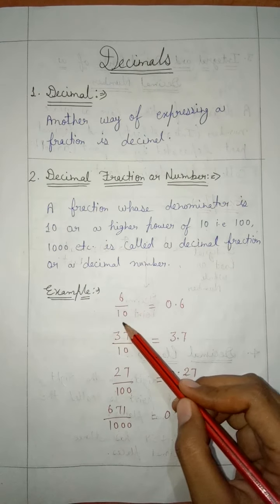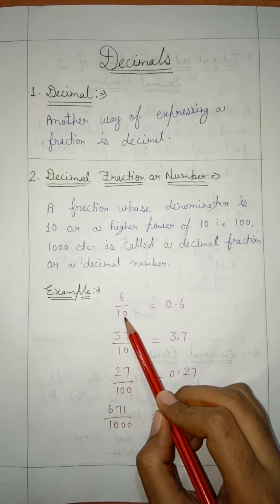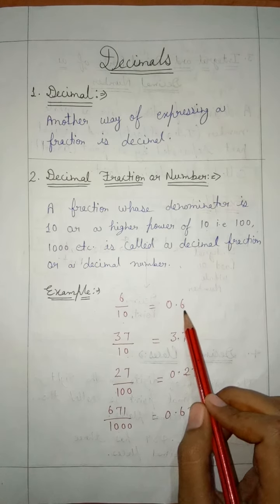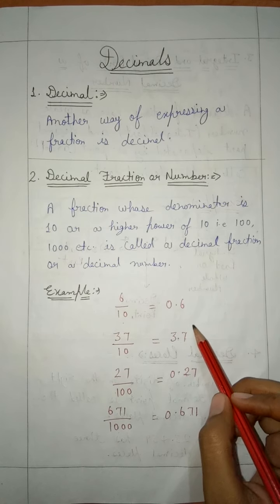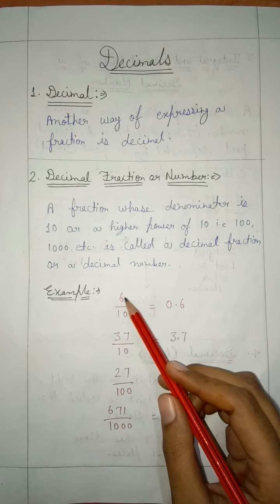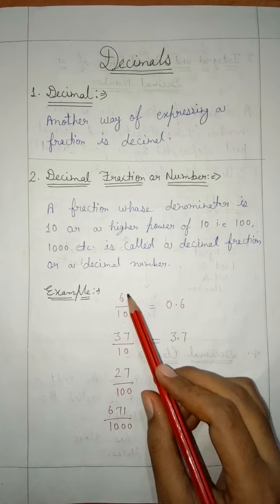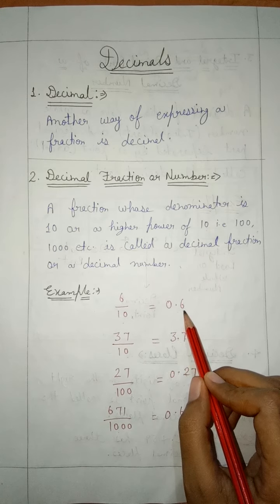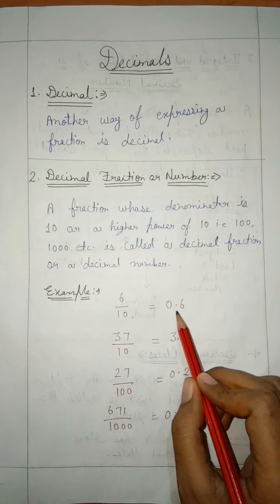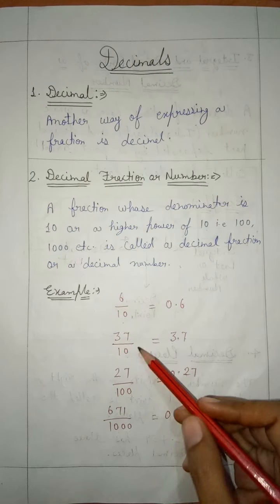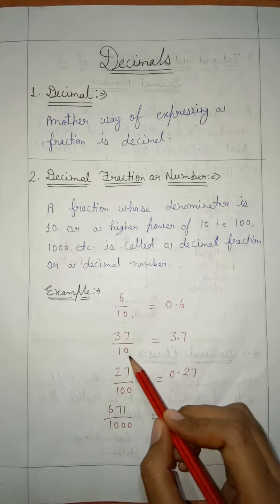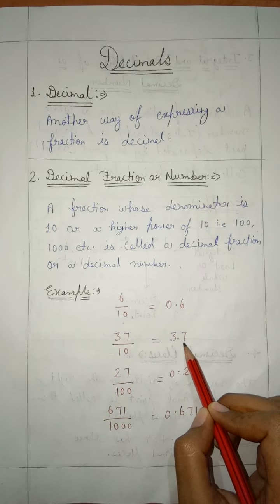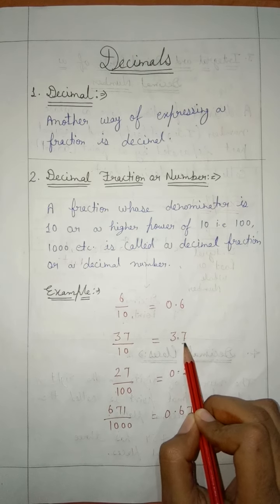First one is 6 by 10. If the denominator is 10 and we remove the denominator 10, the decimal point is put just after one digit from the right. Same thing here, 37 by 10. The denominator is 10, and when we remove it, the decimal point is put just after one digit from the right.